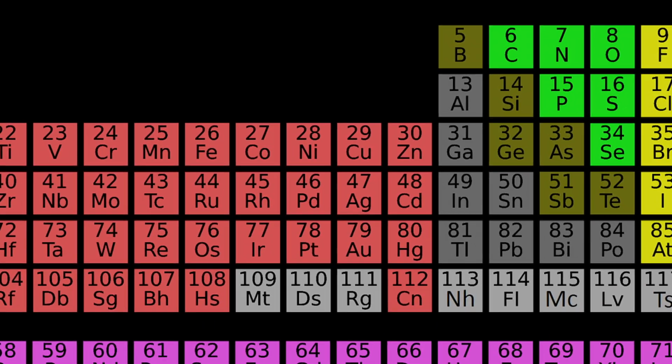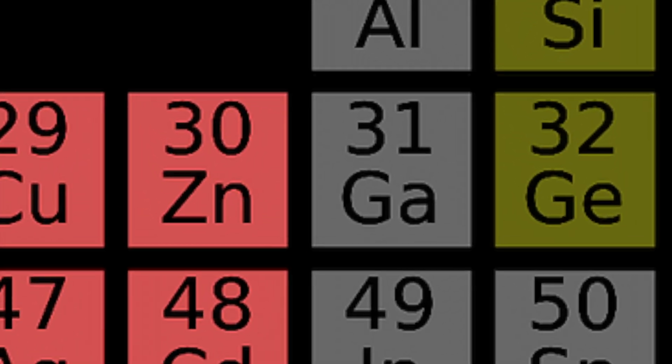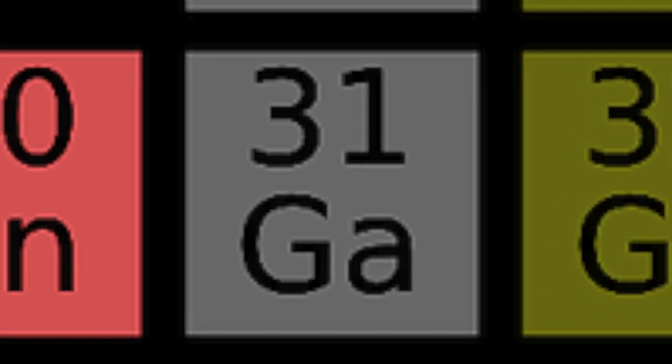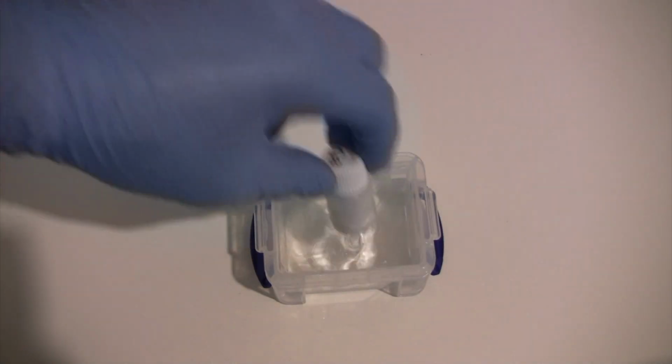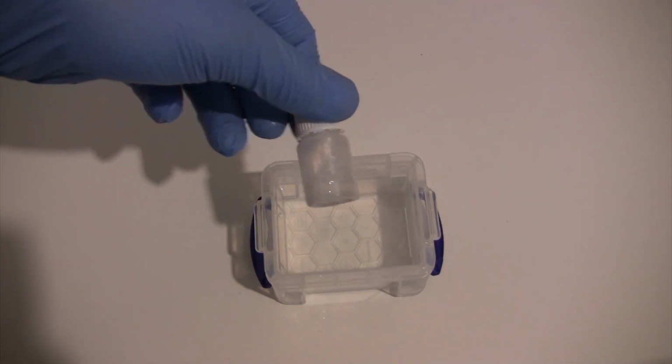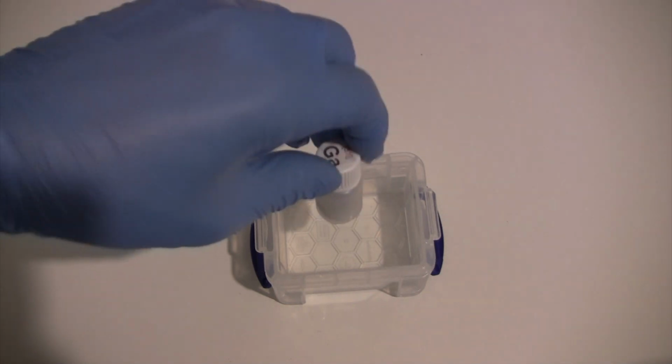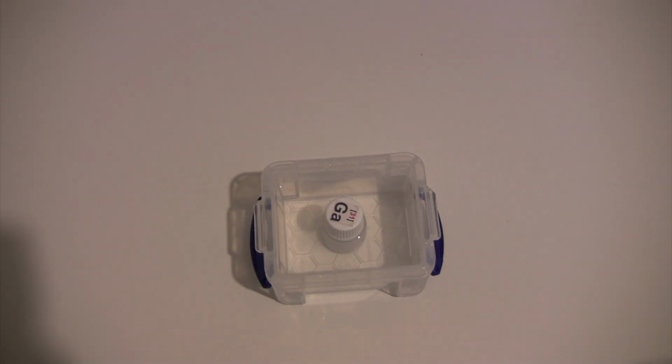Gallium is a really interesting element. It's in group 13 of the periodic table along with elements like aluminium, boron, etc. It can melt in the hand around 29.7 degrees Celsius, but it's solid at room temperature, which makes it a really interesting, unique element to look at.